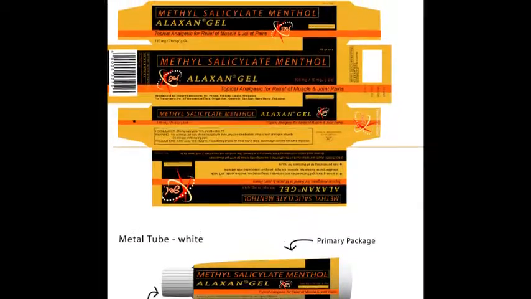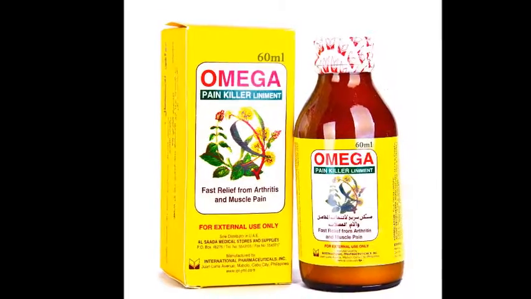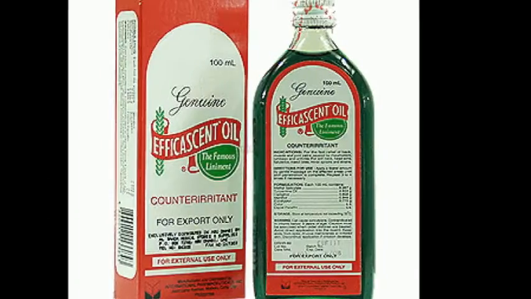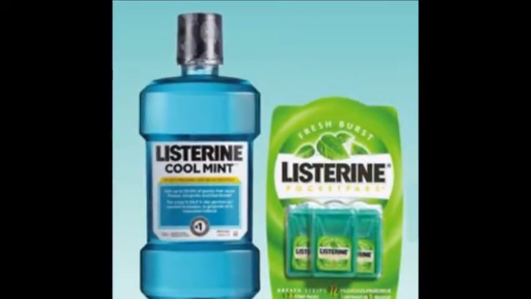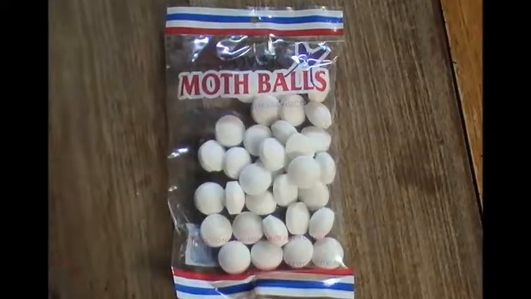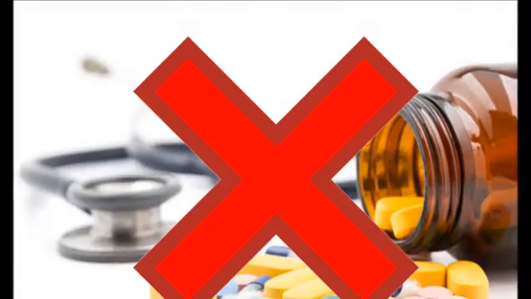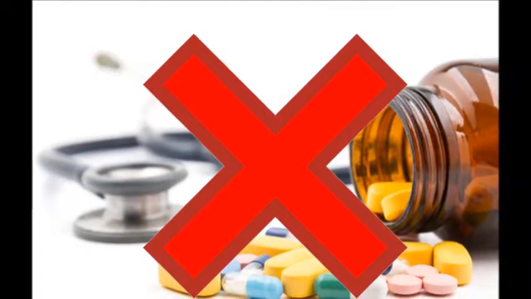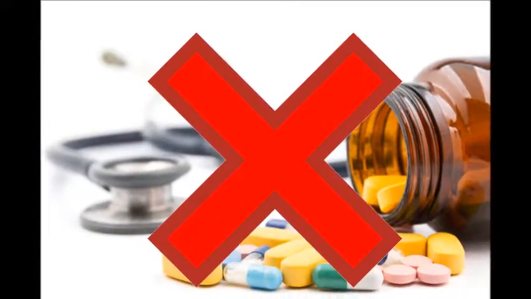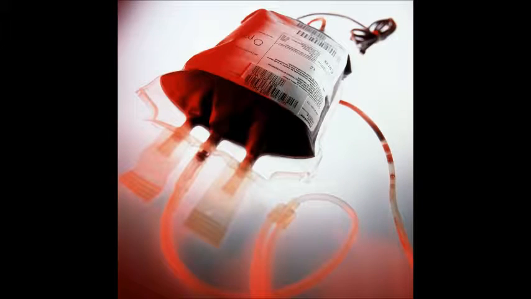Medications to avoid are Alaxan gel, Bengay, Omega painkiller, efficascent oil, Listerine mouthwash and pocket packs. Mothballs should also be avoided. Since G6PD deficiency is a genetic disorder, there is no cure, but the main treatment is to avoid oxidative stress. In the acute phase of hemolysis, blood transfusion might be necessary.